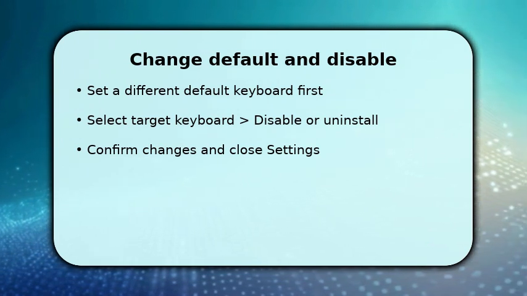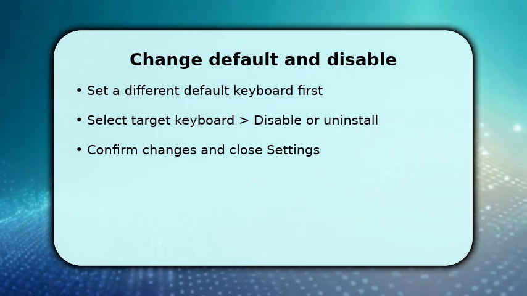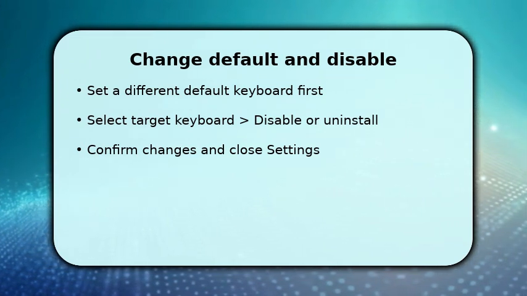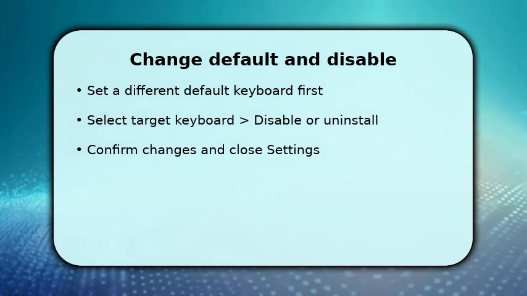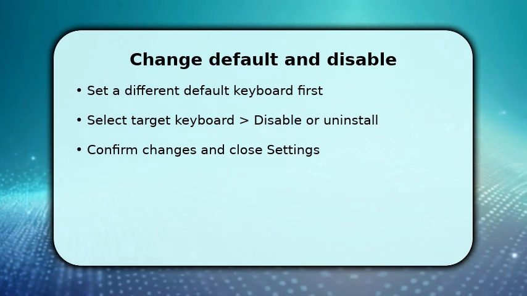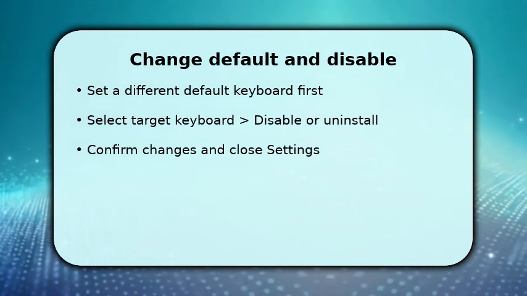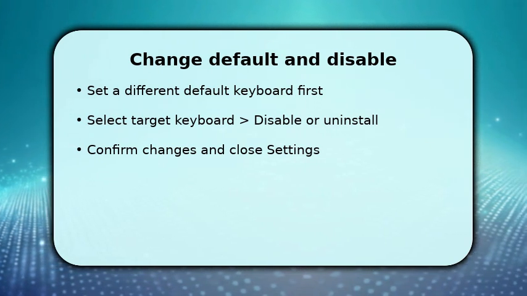Tap Disable or Uninstall. On Android, you may need to clear defaults and then disable. On iPhone, remove the keyboard from Keyboards list. After disabling, test typing in a Note app to confirm the new default works, and make adjustments if needed.